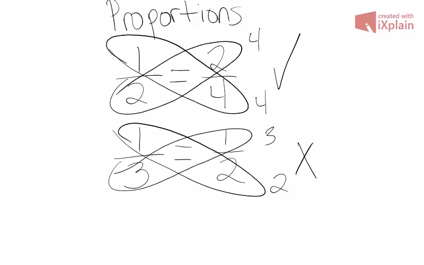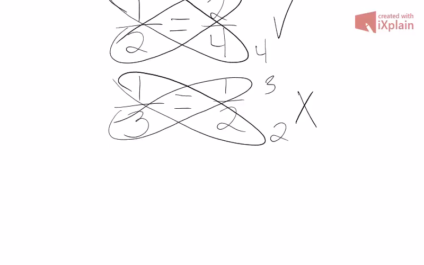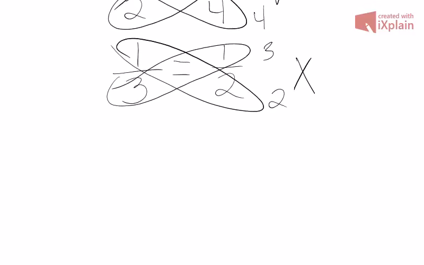Okay. The way that we're going to use this is that we're going to sometimes have a variable, and we're not going to know what x is going to be equal to, or whatever letter they might use. And we're going to have to try to figure it out by solving the proportion. And so let's do an example of this. Let's say I had x over 5 equals 2 over 10.